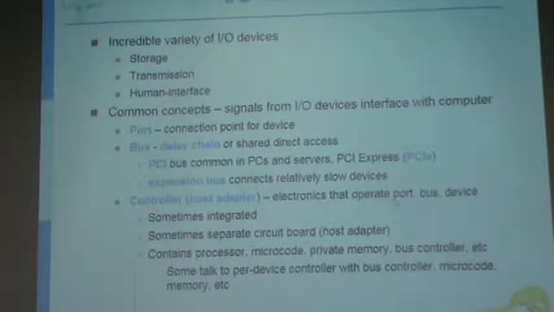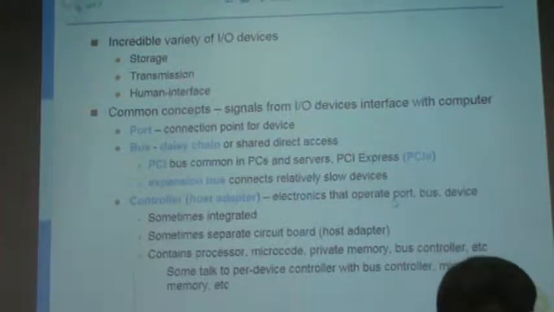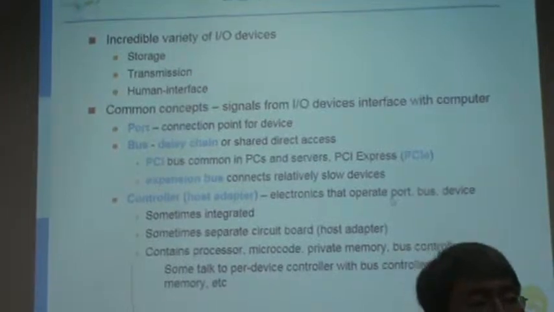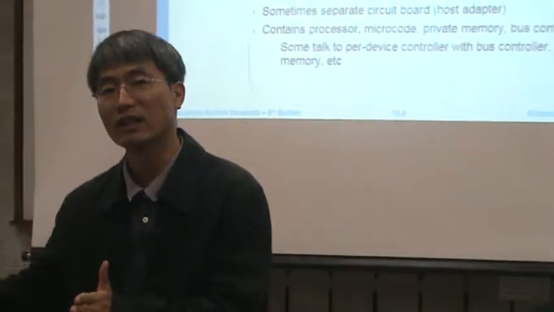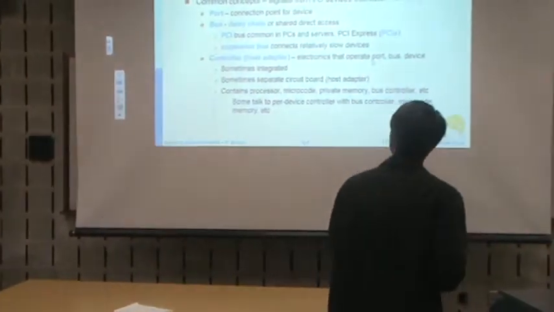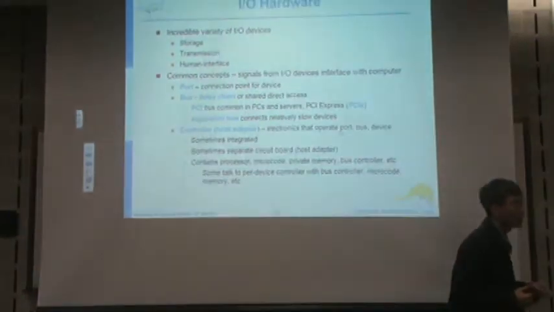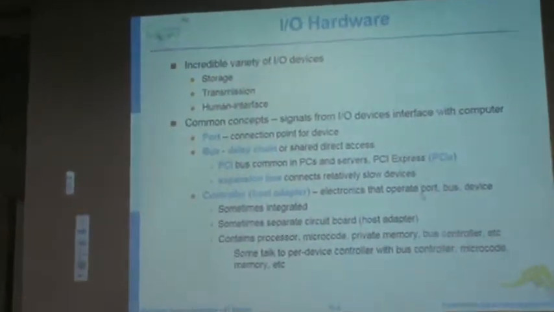It's called the daisy chain. Daisy chain means, for example, we have different types of bus. Bus A is connected to B, and B is connected to C. They are serially connected. That is called the daisy chain. It's kind of a pipeline approach.